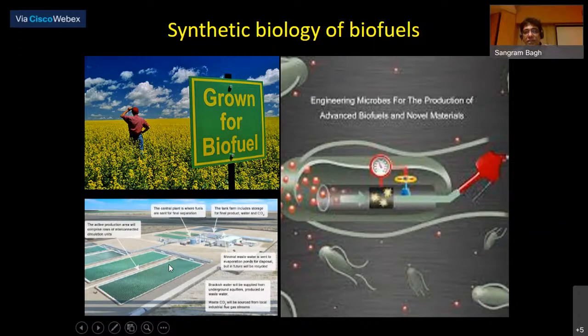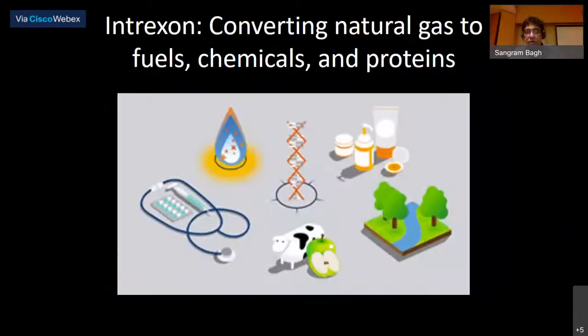So you can see that is another potential. Many people are working on that. So that is one part. There's a very interesting company called Intrexon. Intrexon is a petrochemical company and a biotechnology company, basically. Now they're going into synthetic biology.